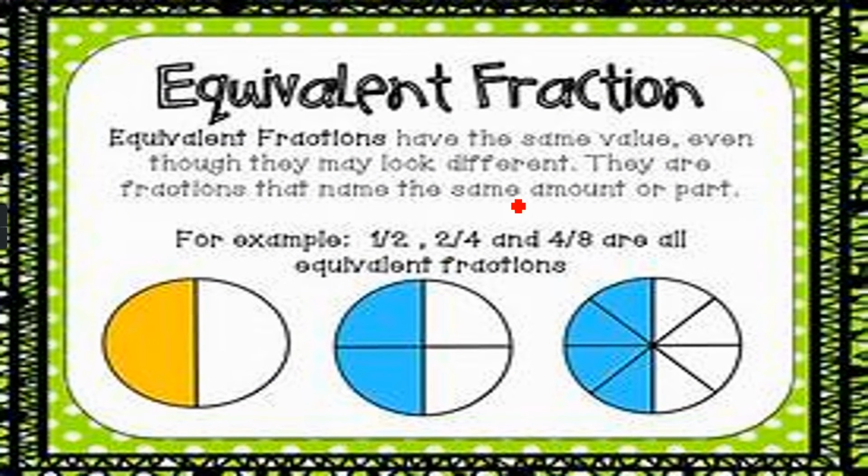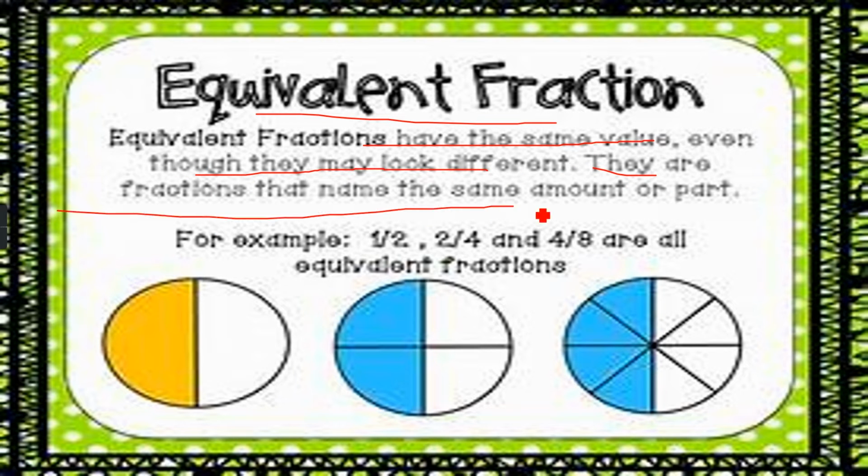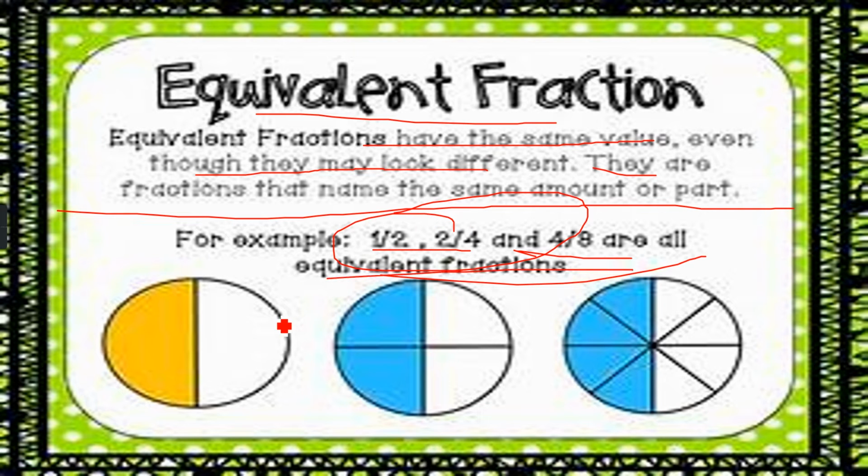Now here, let's see them. Equivalent fractions have the same value even though they may look different. They are fractions that name the same whole part. So for example, you can see 1 upon 2, 2 upon 4, 4 upon 8 are still equivalent fractions. How? 1 upon 2 is half, 2 upon 4 half, 3 upon 6 half, 4 upon 8 half, they are all half parts. So these are equivalent fractions.